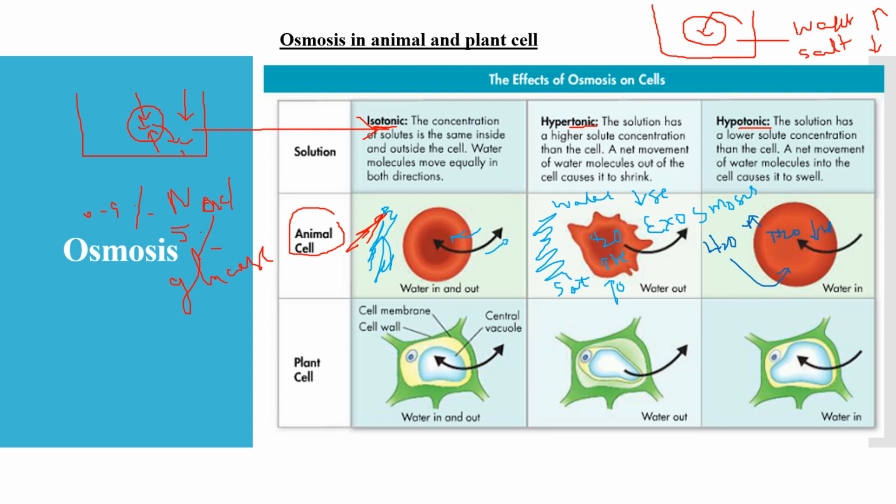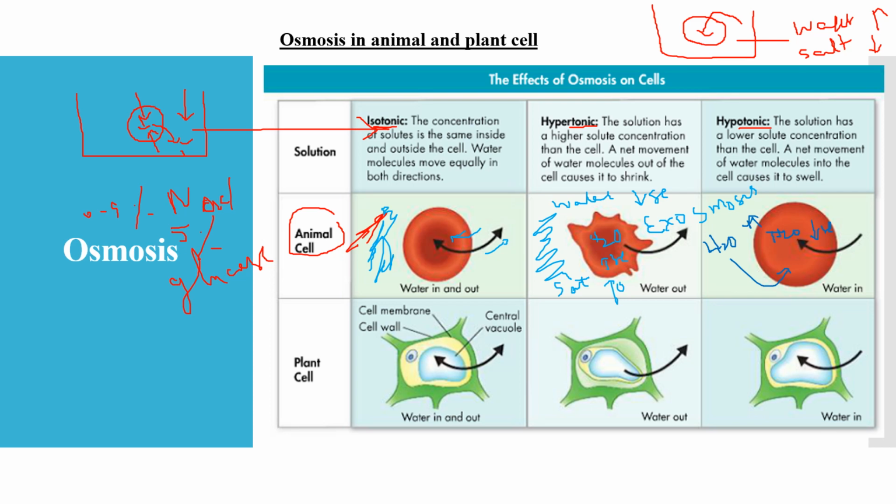So these are the three conditions in case of osmosis in animal cell. The first is the isotonic. In isotonic, the cell is in the equilibrium state, so there is equal movement of water molecules in both directions. Whereas in case of hypertonic solution, outside water molecules are less and inside water molecules are more, so water will move from inside to the outside, and the process is the exosmosis, and because of exosmosis the cell gets flaccid and will shrink.